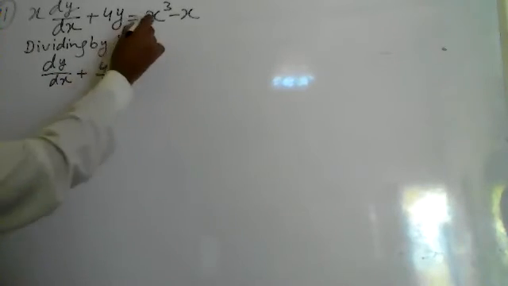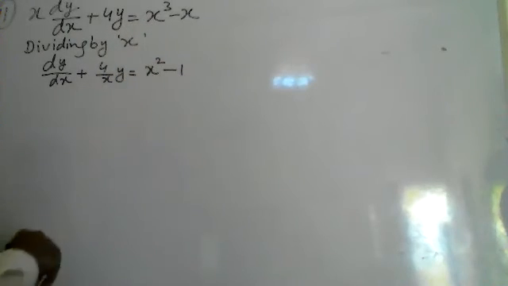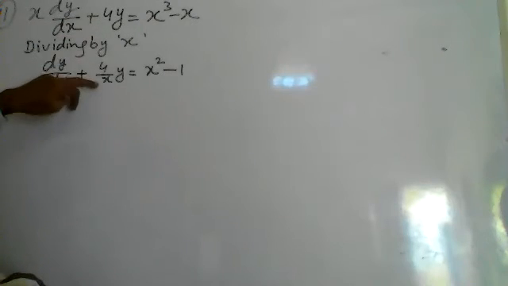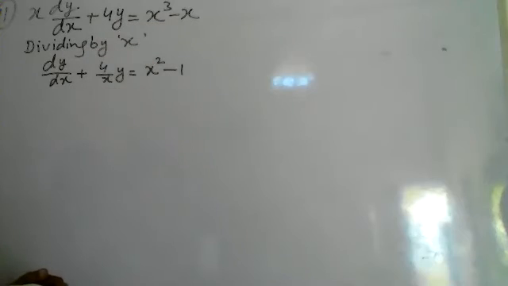If we divide x³ by x, it becomes x². The x term becomes 1, so it is minus 1. So dy/dx plus 4/x y equals x² minus 1. Now we will find the integrating factor.